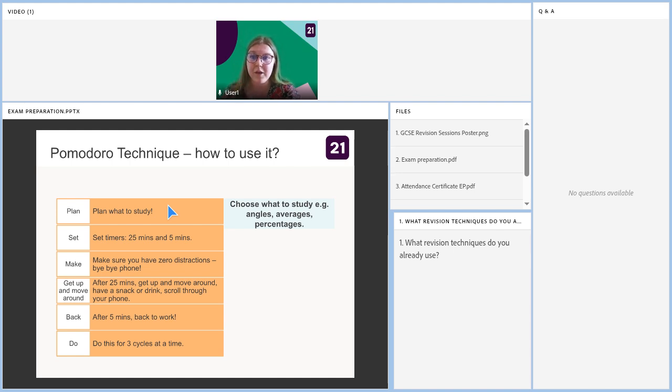Okay, so be specific though. What paper? Calculator, non-calculator? I don't know if that's actually a thing anymore. But whatever, angles, are you going to do percentages? Are you going to do graphs? What are you going to do?